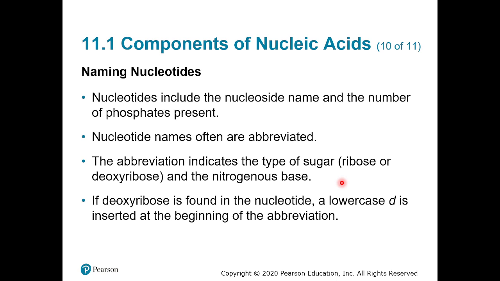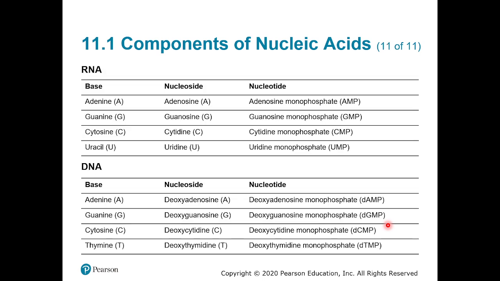If we're naming the nucleotides inside a nucleoside name and the number of phosphates present, the nucleotide names are often going to be abbreviated. The abbreviation is going to indicate the type of sugar, whether we have the ribose or deoxyribose, and the nitrogenous base. If the deoxyribose is found in the nucleotide, we're going to have a lowercase d to tell us that. If we don't have the deoxy, and it's just the regular ribose, then we don't need anything else, and so we don't bother labeling. And those are the RNA ones. These right here are the names and the nucleoside that they would have. And that sums that all up.